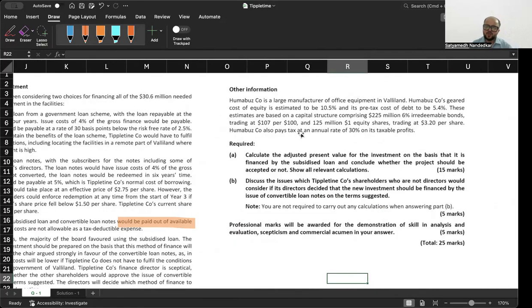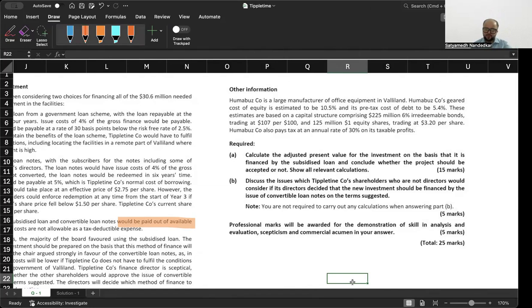Humabu's company is a large manufacturer of office equipment in Valiland. Humabu's company's geared cost of equity is estimated to be 10.5 and its pre-tax cost of debt is estimated to be 5.4. These estimates are based on a capital structure comprising 225 million of 6% irredeemable bonds trading at 107 per 100 and 125 million of $1 equity shares trading at 3.2 per share. Humabu's company also pays tax at an annual rate of 30% on its taxable profits.